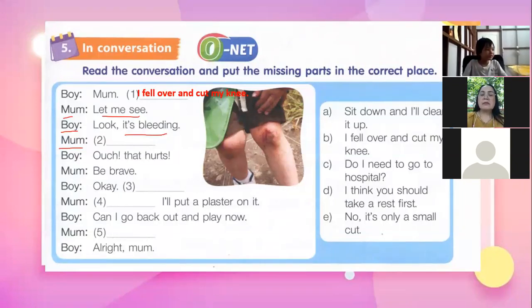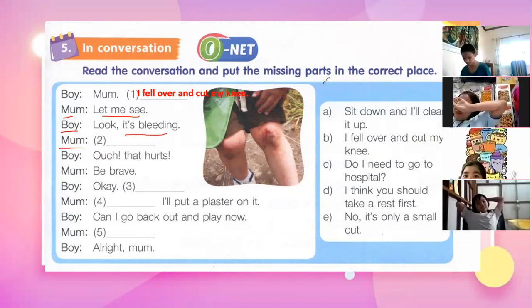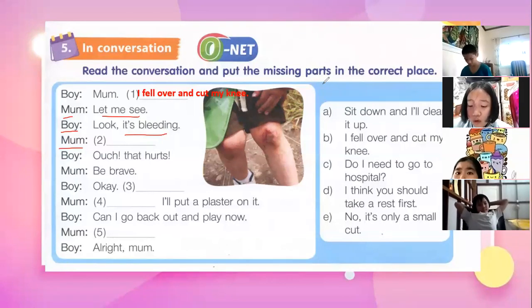Anyone can tell me, students? Who can answer? What sentence, A, B, C, D, or E? Pick one.